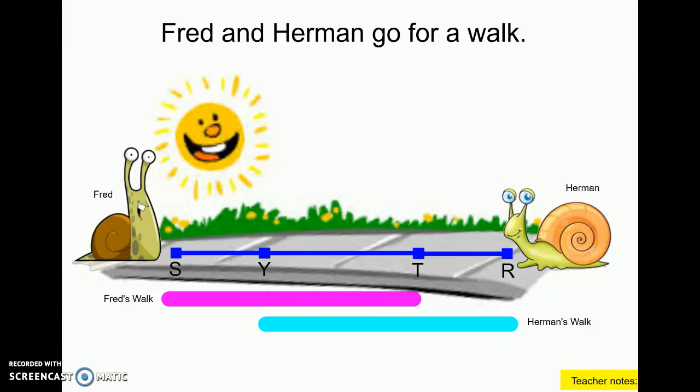Our next video is about common segments and segment addition. We're going to start by looking at this little example of these snails. We have Fred and Hernan going for a walk. If you notice, these two pieces are the same length, so these two pieces are congruent. So they both walked the same distance. They were just coming from an opposite direction.